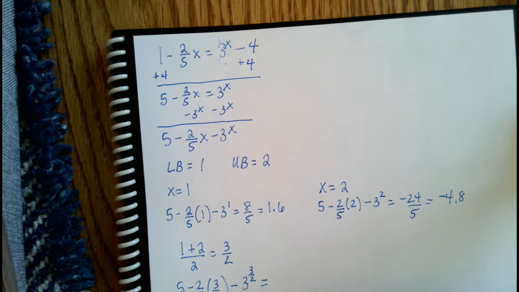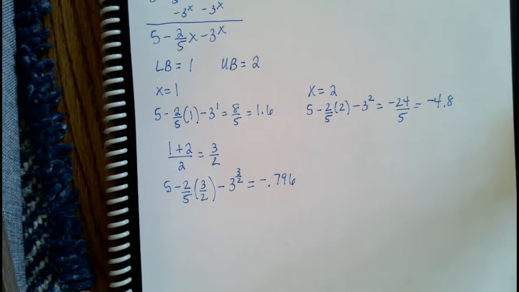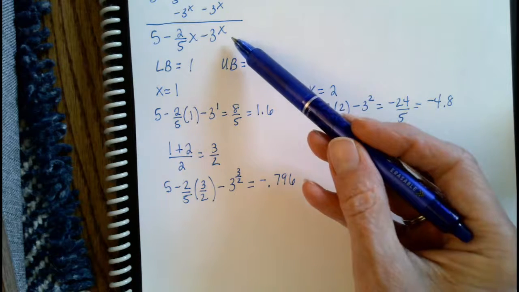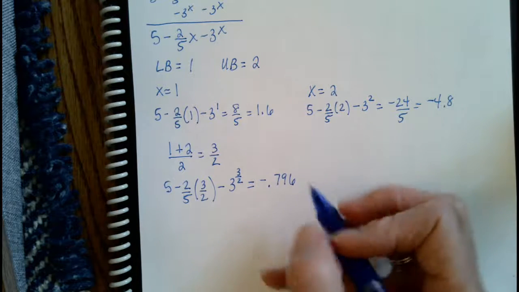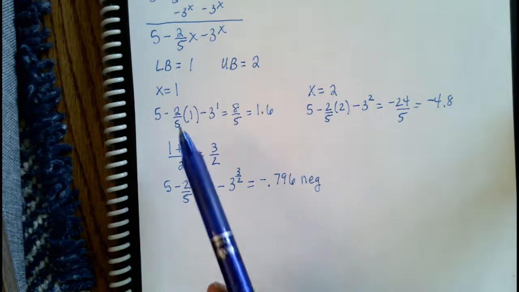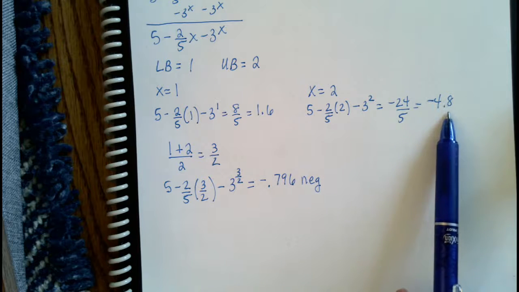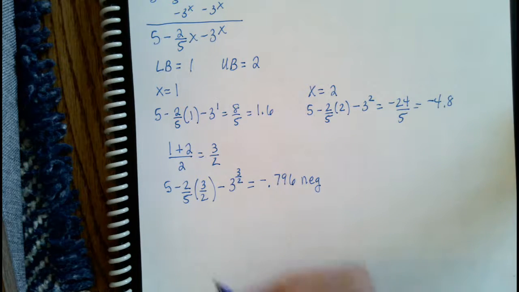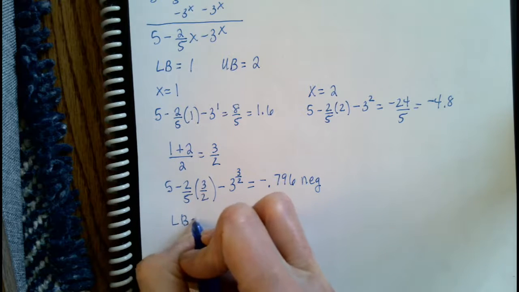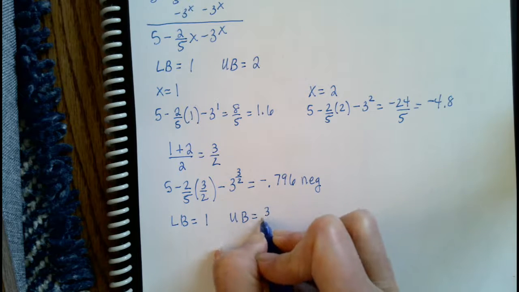And when we type that in, we get negative 0.796. What's important, and you need to be able to see it, is that this value is negative. And when we go back and look, for our lower bound, we ended up with a positive number. For our upper bound, we ended up with a negative number. So in this particular case, our lower bound is going to remain 1, but our upper bound is now 3/2.